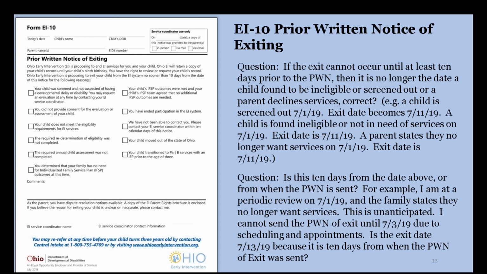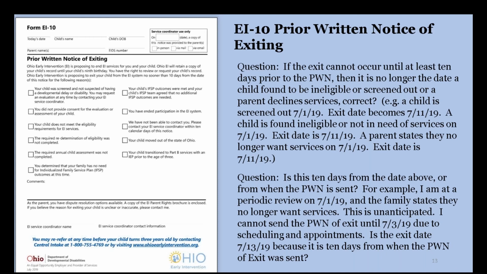Good. We've got a couple more. Which box is selected if the child is exiting due to moving to another county in Ohio and needs to be transferred? Clearly, there's no option to waive 10 days notice for this. So is it correct to assume that we will let the parents know the transfer will occur after 10 days?